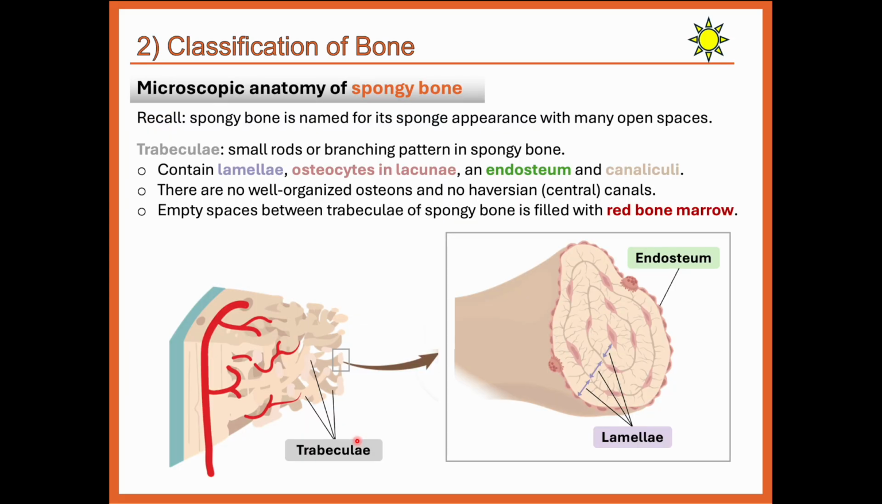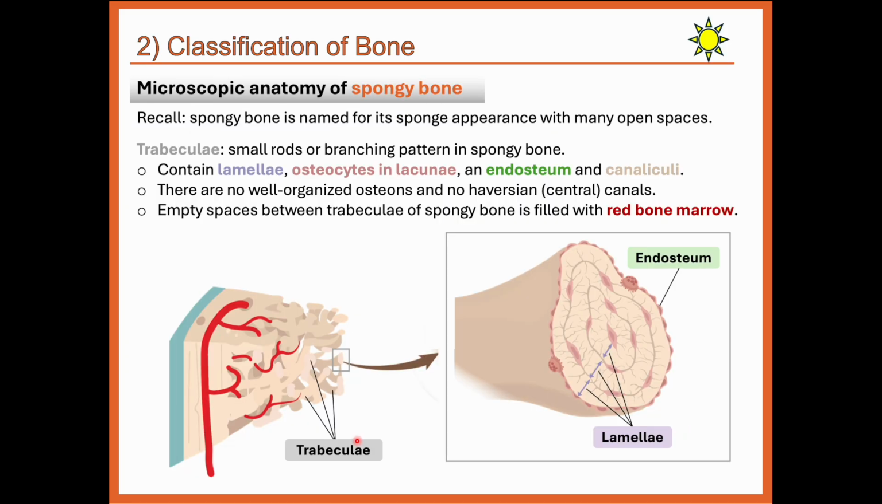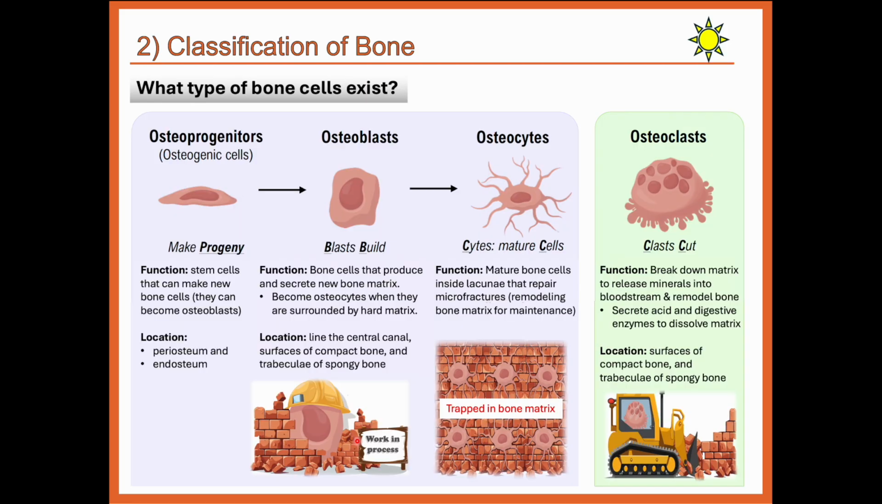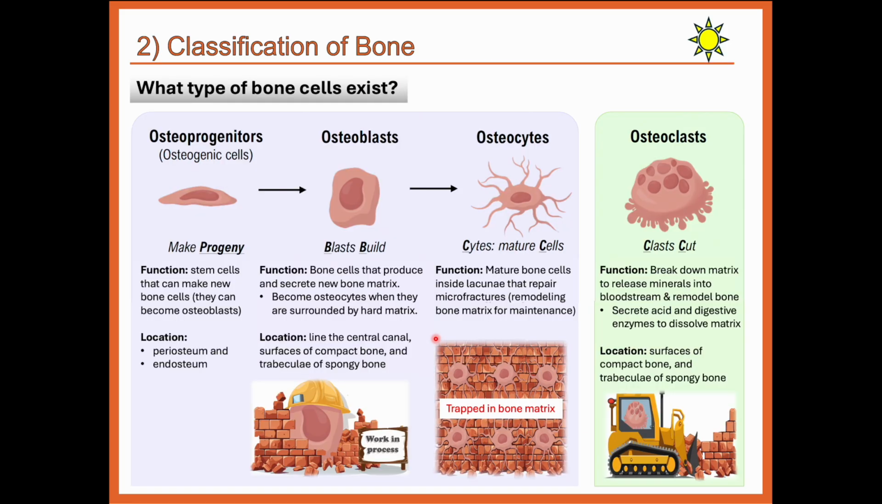So now I talked about how compact bone is organized and how spongy bone is organized. Now we need to name the cells that are found throughout these two types of bones, right? So in both these types of bones, we will find these cells, okay? The first type of cell that you'll find is these osteoprogenitor cells, or sometimes they call them osteogenic.